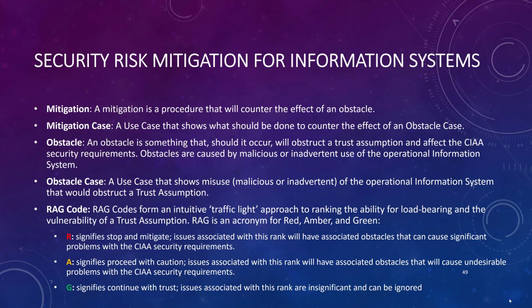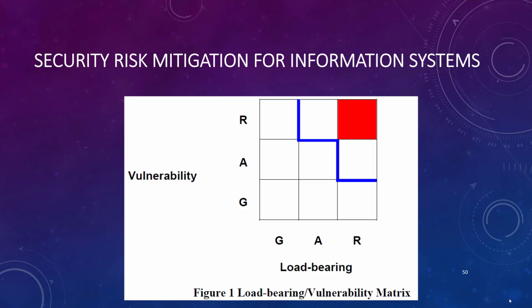The new concept, if you will, is that one down in the bottom, that RAG code, which is red, amber, green. It's a traffic light. And we're going to use this to rank the ability for a load-bearing and vulnerability of a trust assumption. Okay? And so let's look at this graphically. This leads to, as we're comparing that load-bearing assumption against a particular vulnerability, that red, amber, green ranking on each one of the load-bearing and the vulnerability. And as you can see, the most challenging cases were red in both. We've got red in a load-bearing assumption and a vulnerability.